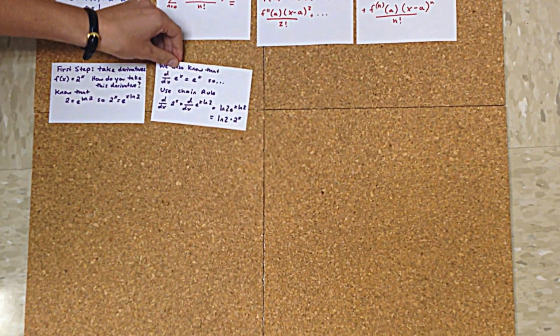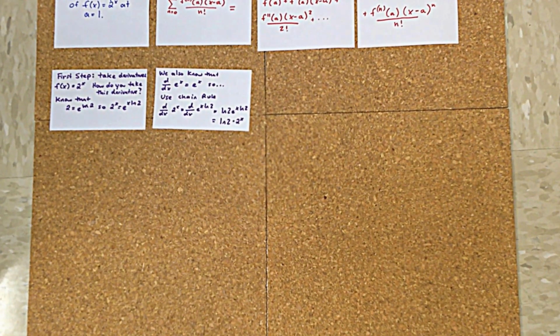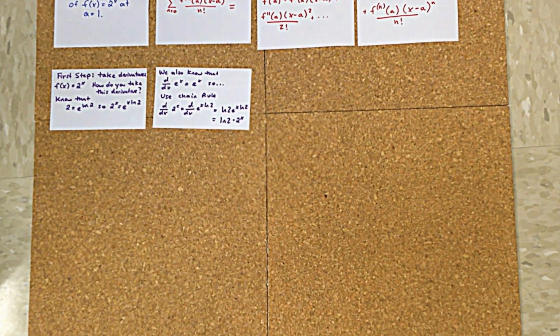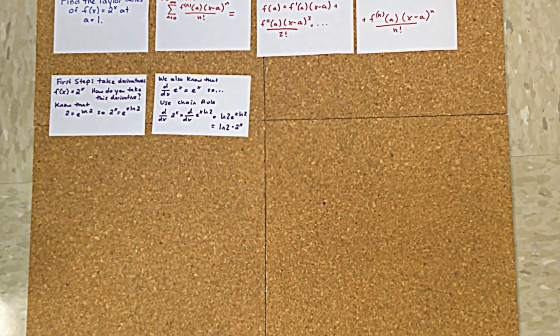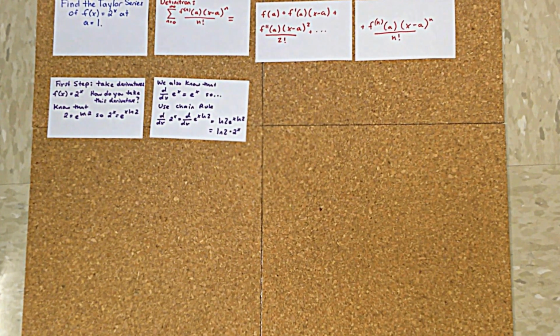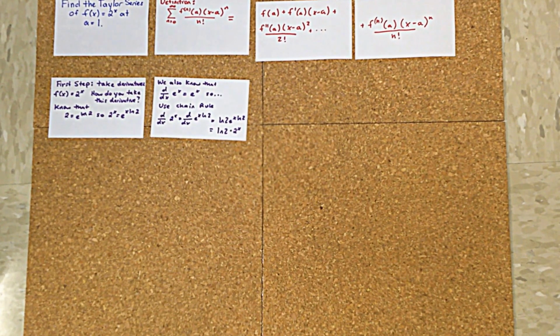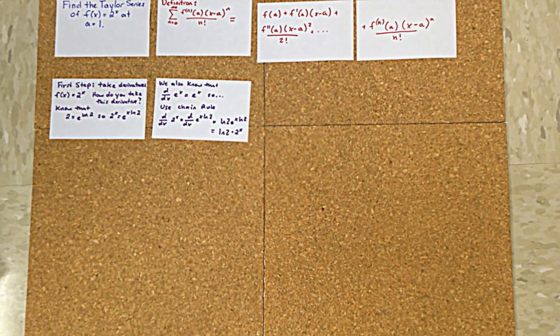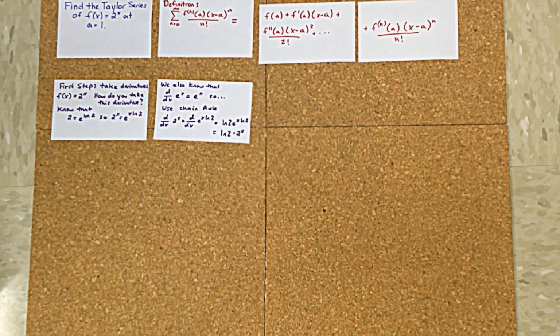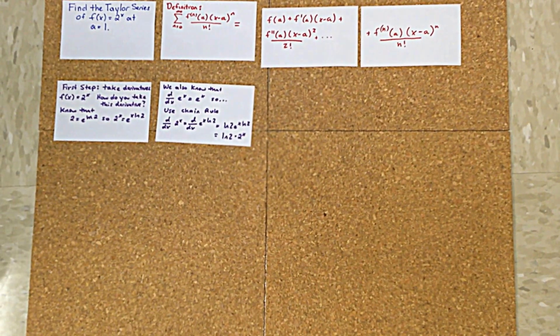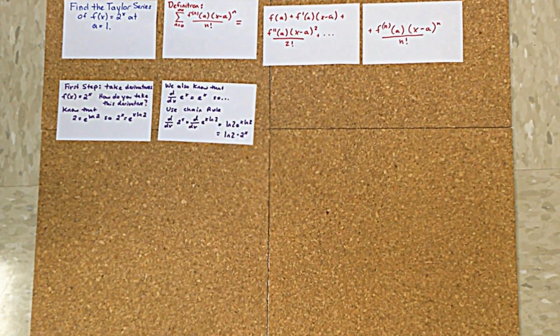And then we also know that the derivative of e to the x equals itself, e to the x. So using the chain rule, we can find that the derivative of e to the x ln of 2 equals ln 2 times e to the x ln 2, which equals ln of 2 times 2 to the x.